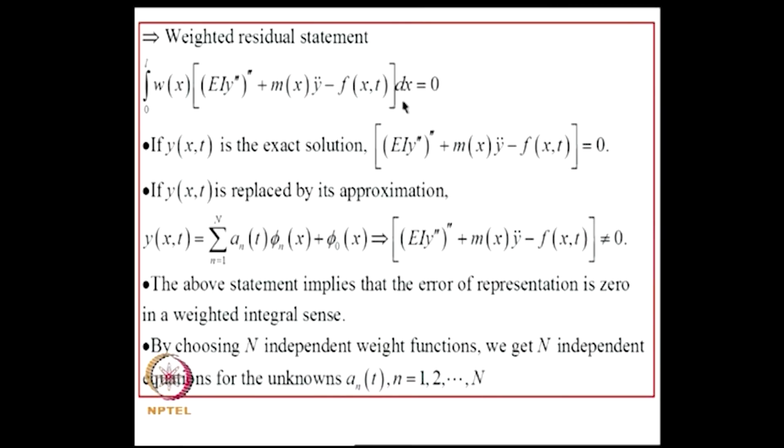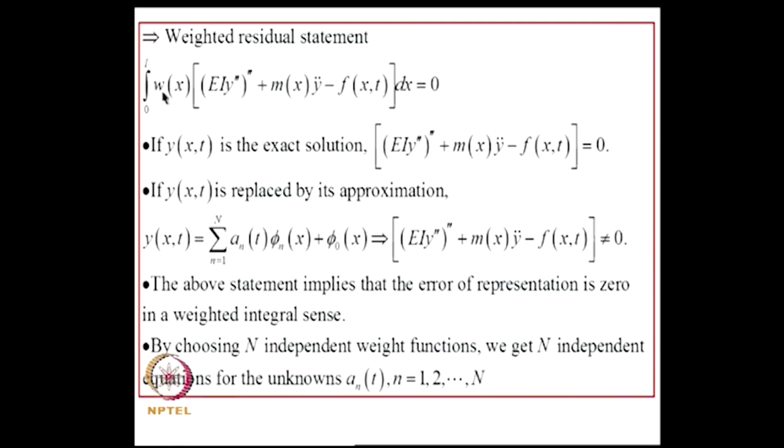This equation is known as the weighted residual statement, where w of x is a weight function. If y of x comma t is the exact solution, the term inside the bracket would be 0. So this will be automatically satisfied. On the other hand, if y of x comma t is replaced by an approximation, this term inside the bracket will not be 0, and this can be used to obtain the equation for a n of t. So how do we do this?